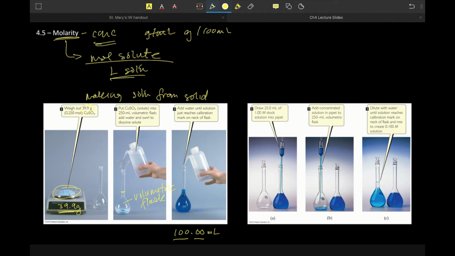Anyway, we'd put in our solid, and we would add water only to about here. Then we would swirl, swirl, swirl till it dissolved, like it says here, swirl to dissolve. And then we would top it off to that last volume.